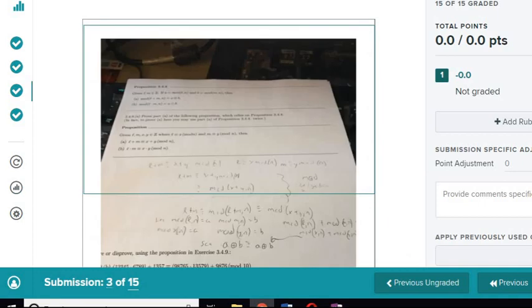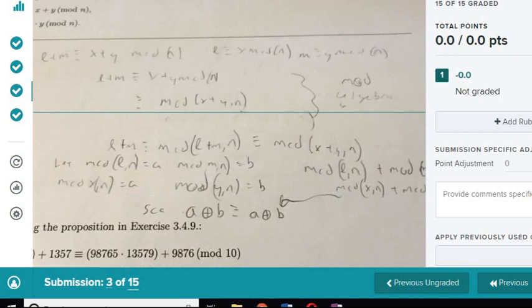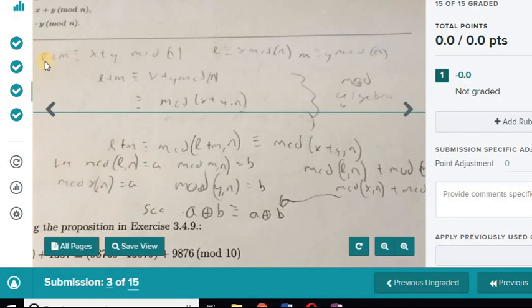I don't even know if I can read this. Okay, so let me see if I can follow this proof here. All right, this is the given, L plus m. Well, no, this is not the given. This is what you want to show. So what's going on here, I don't know. Is this part of the proof? Is this a restatement? I really don't know.